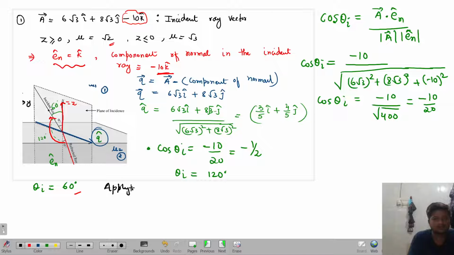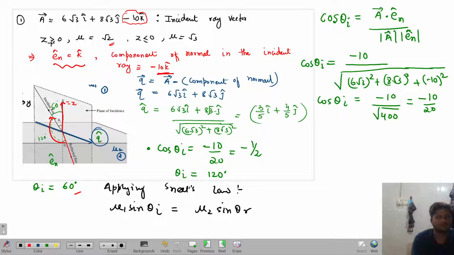Applying Snell's law. And this Snell's law will give what? mu1 into sine of theta I is equal to mu2 into sine of theta R. Now mu1 is given how much? For z greater than 0, mu1 is root 2. So root 2 into sine theta I, sine 60. Mu2 is given how much? Root 3 into sine theta R. Theta R is going to be how much? You need to calculate.